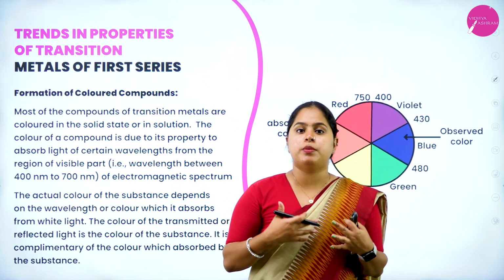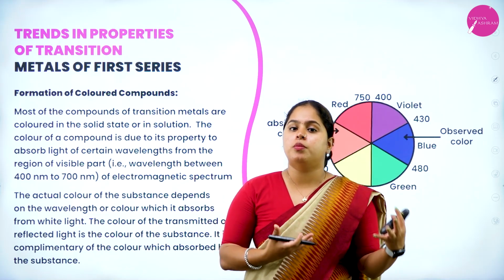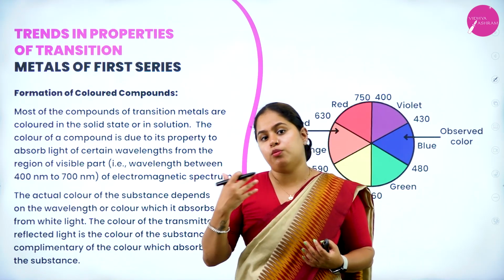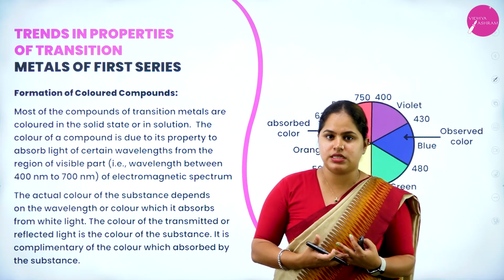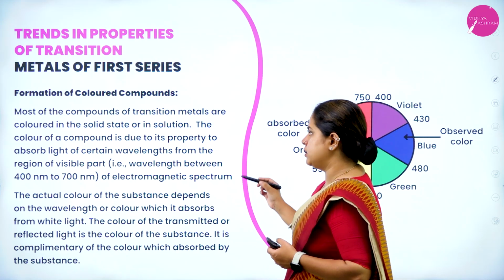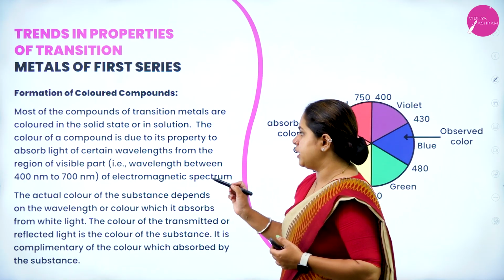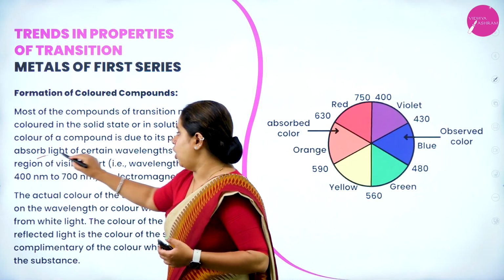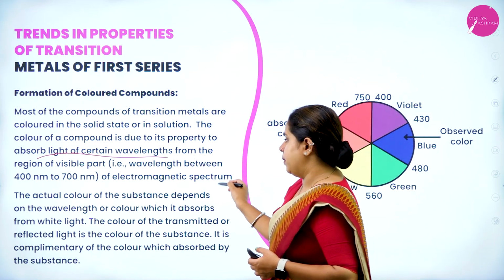That is, manganese will be a pink colored salt, very, very light pink color. Iron will form green colored salt. Copper will form blue colored salt. Now, what is the reason behind forming all these colored complexes? Let us see. Most of the compounds of transition metals are colored in the solid state or in solution. The color of a compound is due to its property to absorb light of a certain wavelength from the visible part of the electromagnetic spectrum.